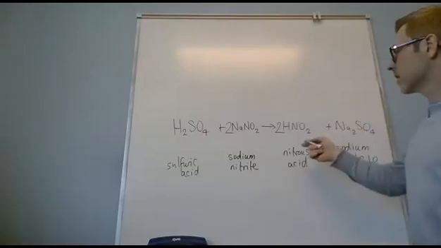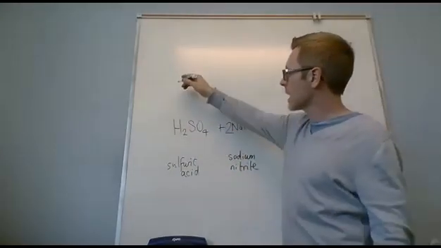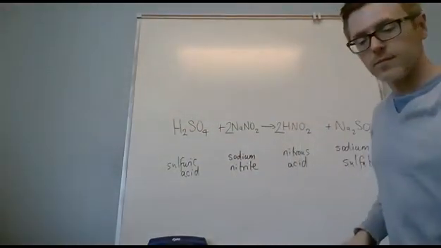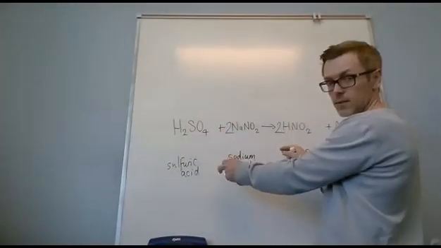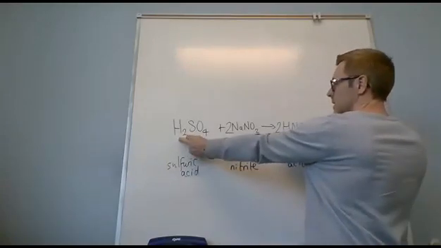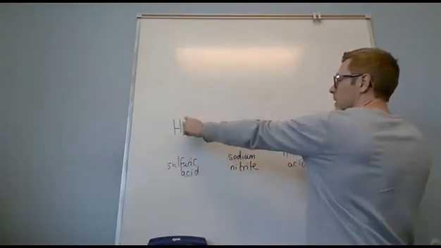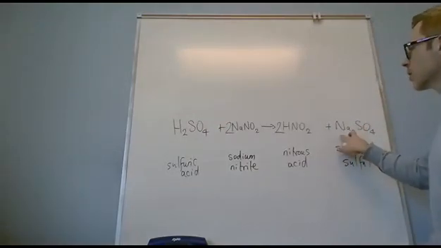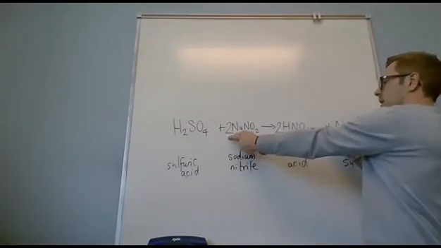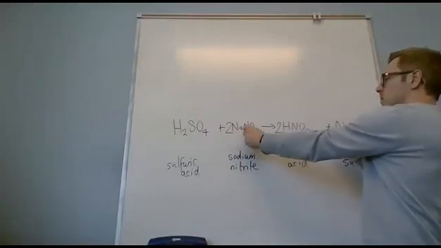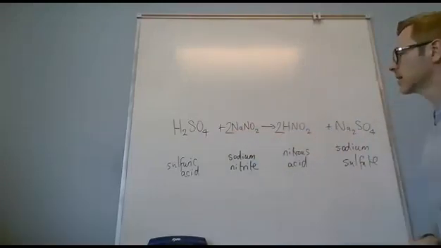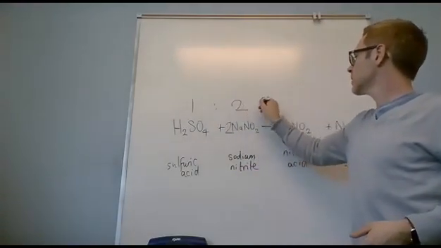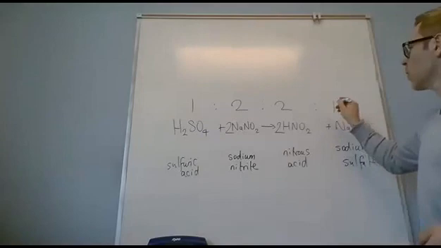And I've got one sulfate on each side. So if you look at this, pointing it out is easier: I have two hydrogen on each side, one SO4, one sulfate on each side, two sodiums on each side, and two nitrites, two NO2s on each side. So this is balanced in a 1 to 2 to 2 to 1 mole ratio.